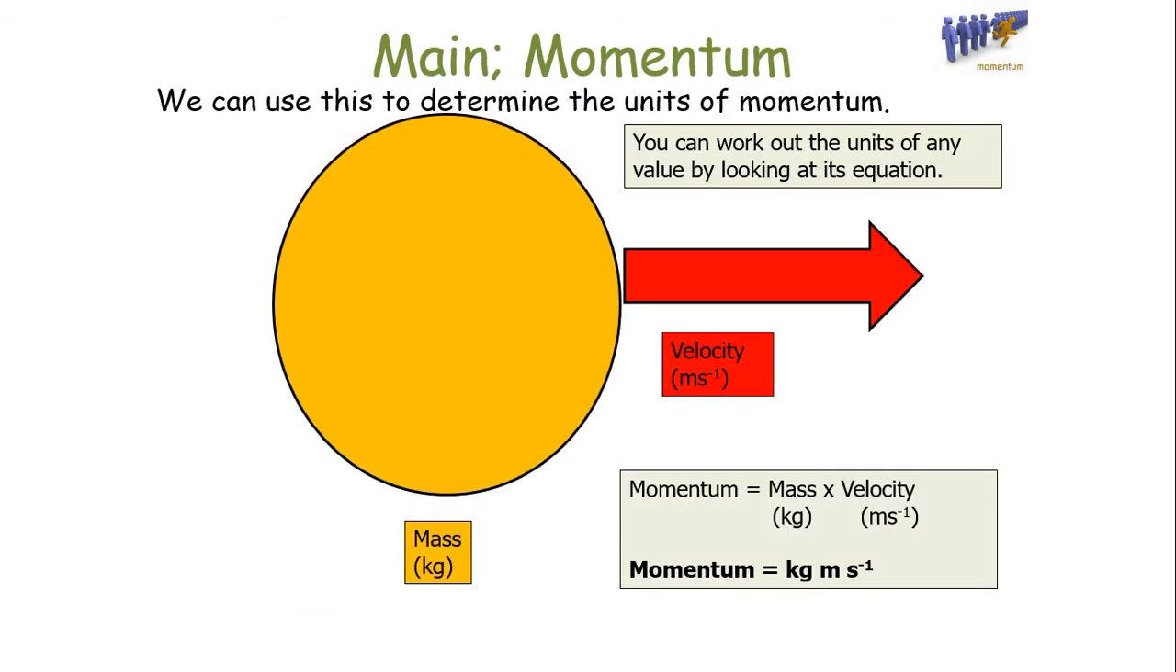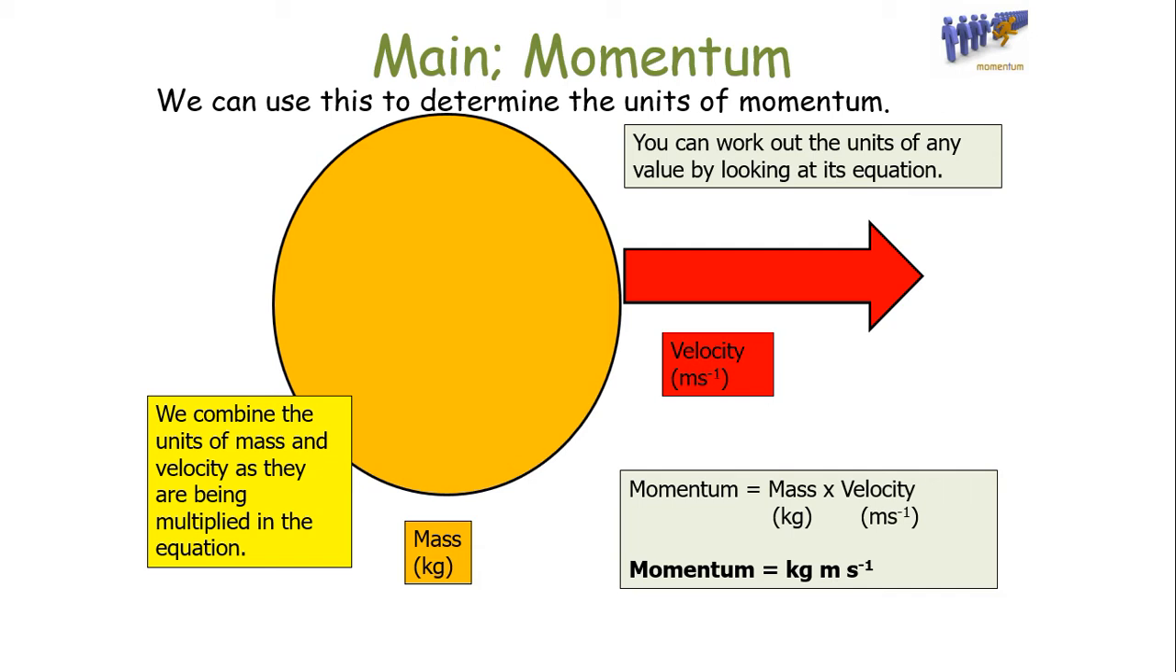So we can work out what the units of momentum are, because if we know momentum equals mass times by velocity, well, we can combine the units of mass, which is kilograms, with the units of velocity, meters per second, to give our units of momentum, kilogram meters per second. Now, that's just from combining, like we said before, the units of mass and velocity because they're being multiplied in the equation. And we can also express it as the following. So, we've got it as such like that.